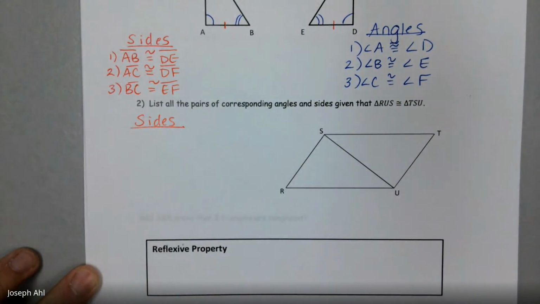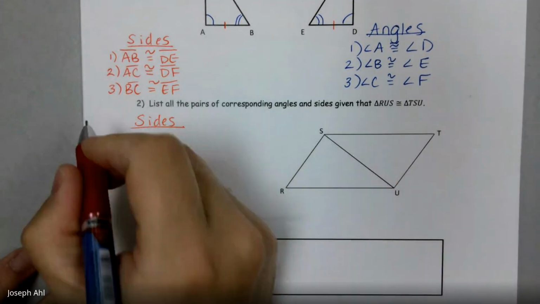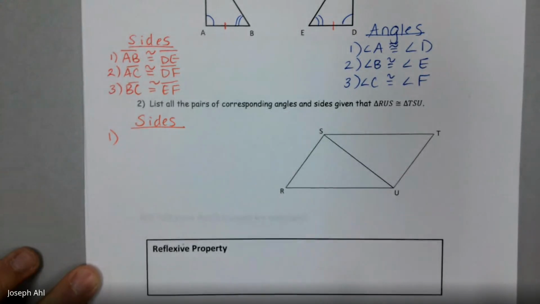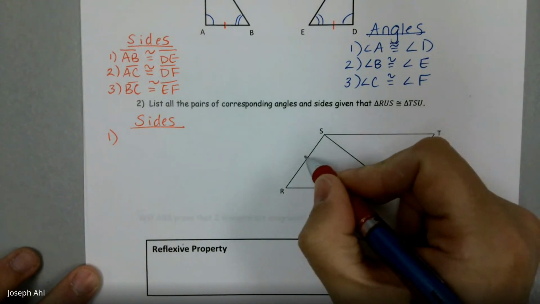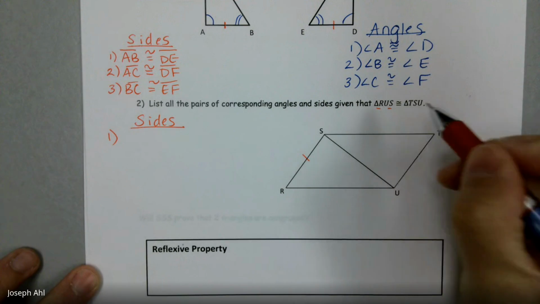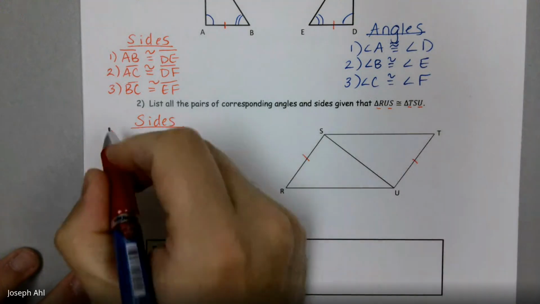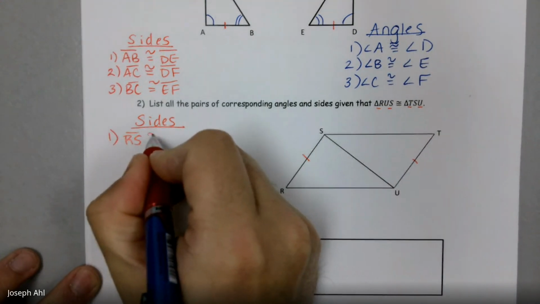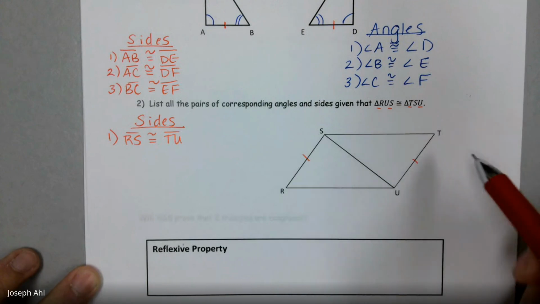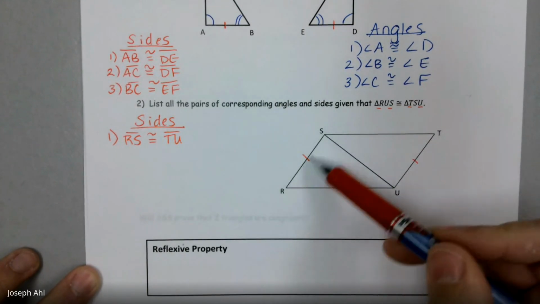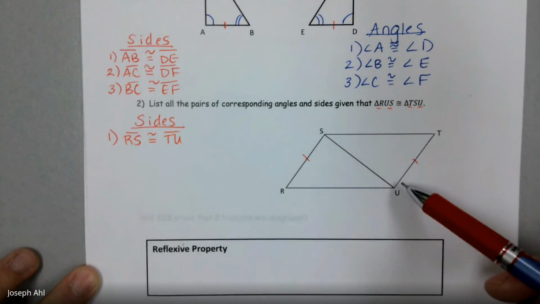Okay, so we start looking at some of those side lengths. Here's what I'm hoping you might have written down. So for side number 1, let's say I go with RS. If I look at RS, notice the order RS would go with TU on the opposite side. So I'm going to say RS is congruent to TU. So notice how RS went from bottom to top, but TU went from top to bottom.